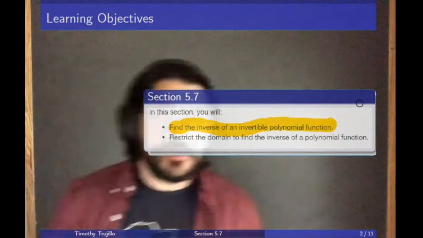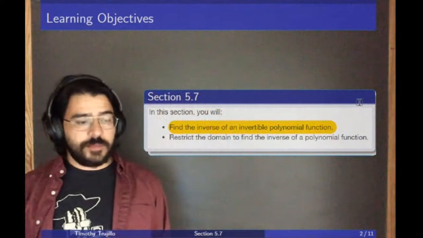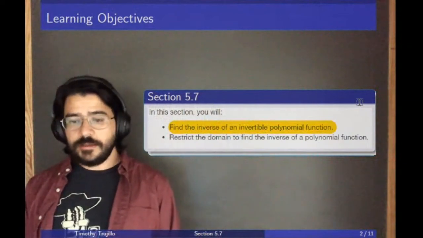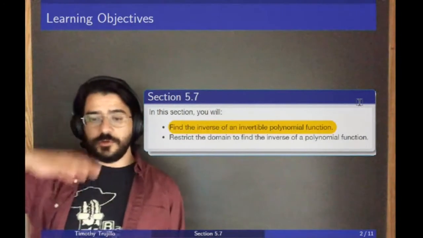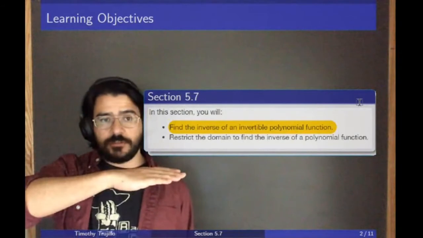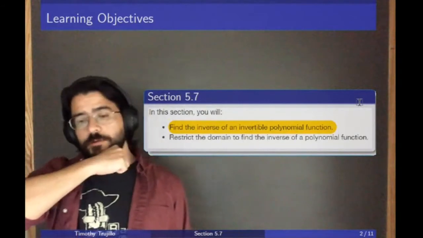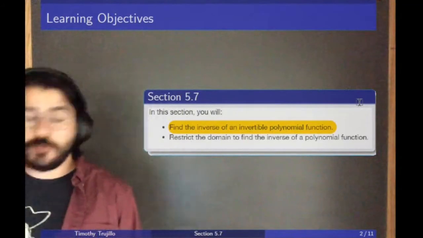Now, invertible here just means that an inverse actually exists. And if you think back to when we were covering functions, the idea of an inverse existing was the notion of the horizontal line test, right? And we said that functions that pass the horizontal line test are called one-to-one functions. So if we have a polynomial function that is one-to-one, then we should be able to find its inverse.